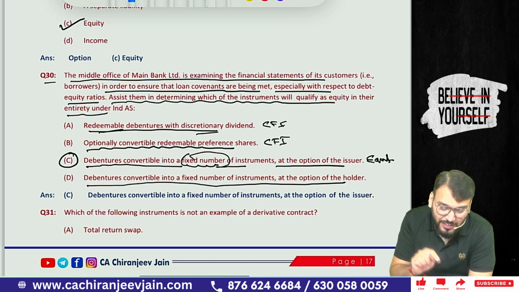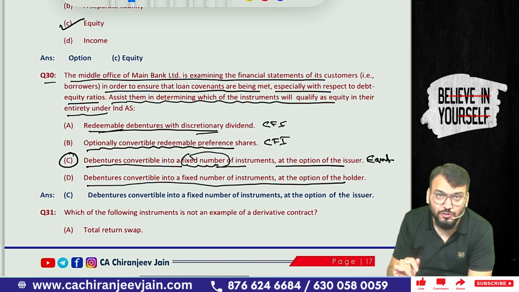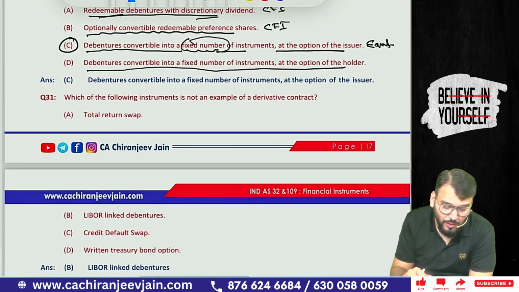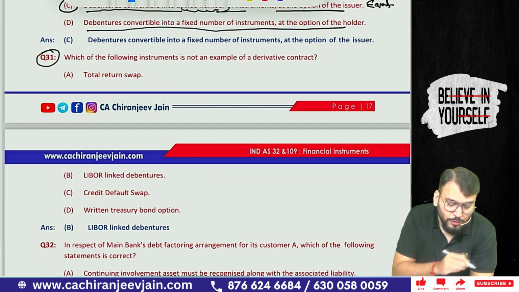However, if it is fixed interest, this will also become a compound financial instrument, means it will not be equity in its entirety. But out of 4, you need to find the best option. Best option is point number C. Okay, sir. Come to question 31.